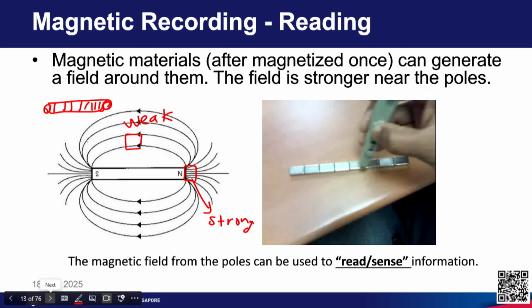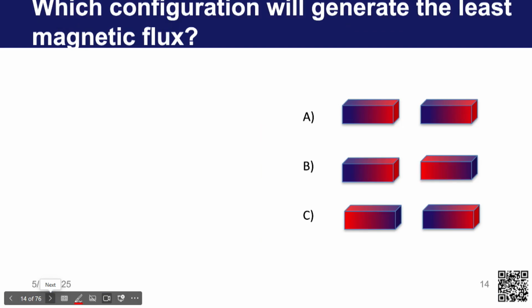In hard disk drive, we are using this magnetic field that comes from the poles of the magnetized material to read or sense the information. So, this is the principle of reading. How do we read information? Basically, we are relying on the magnetic field generated by magnetized material. Once you magnetize material, they will have a north pole and south pole, and they will generate a magnetic field, and we are using those magnetic flux lines to sense the information.